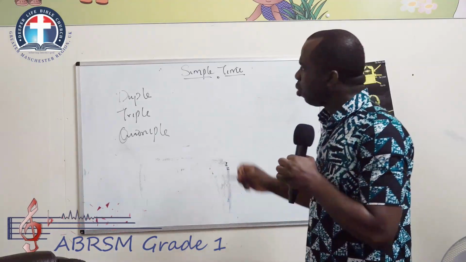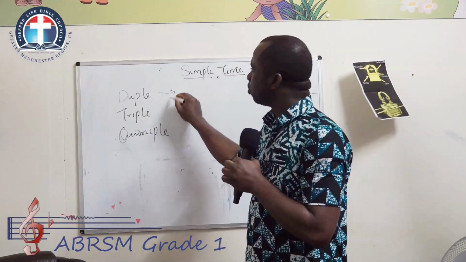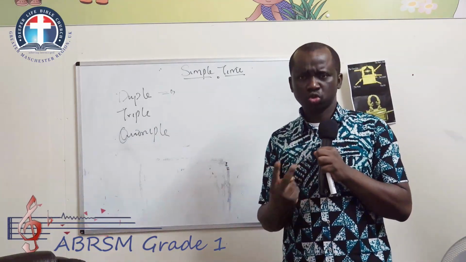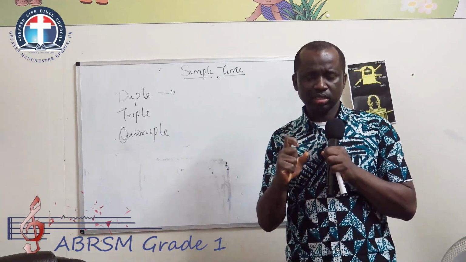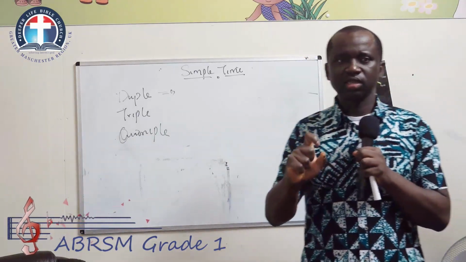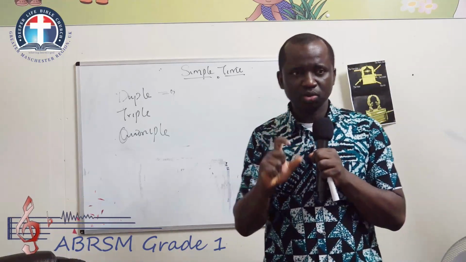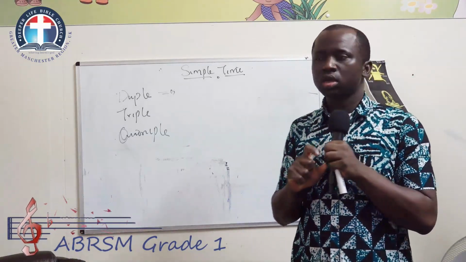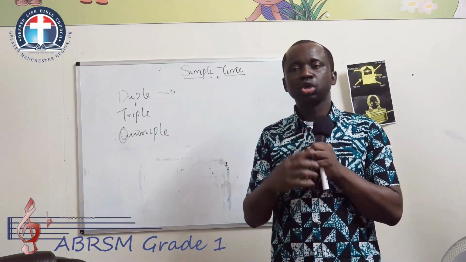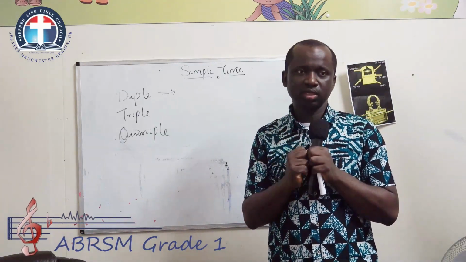Now, what are the time signatures that make up duple? When they say duple, what does it mean? 2. So it means that whatever beat is your standard beat for that music, it should not be more than 2 of those beats.